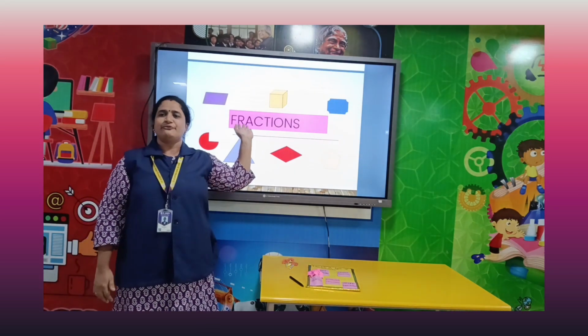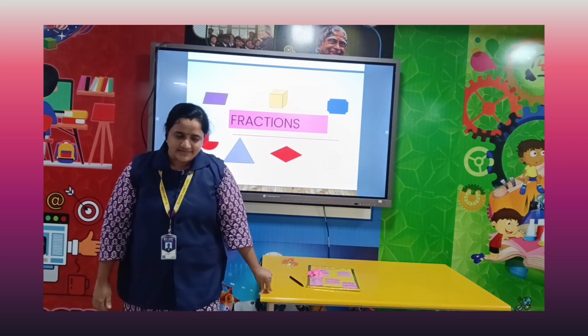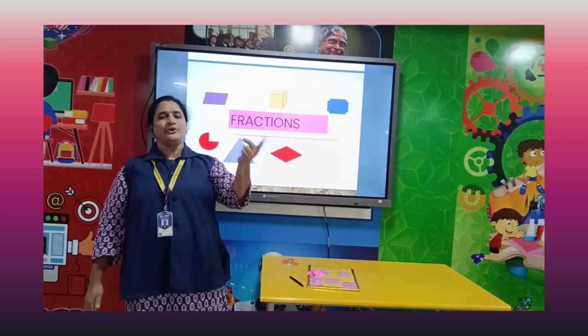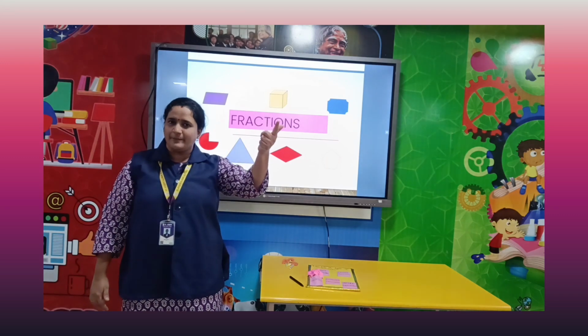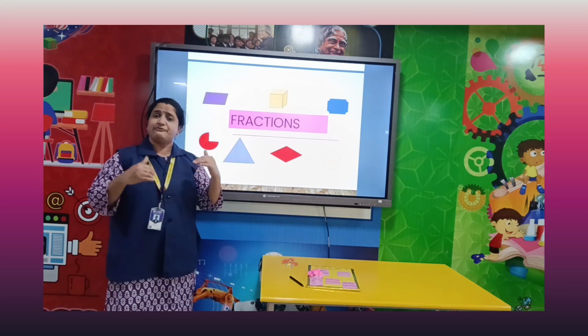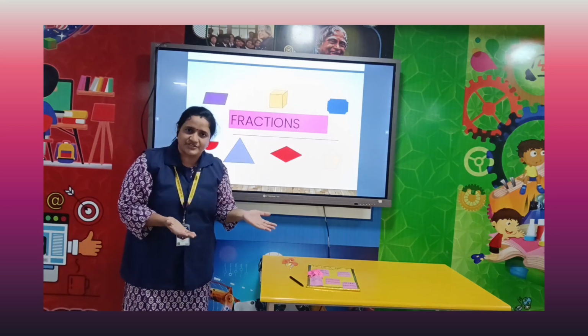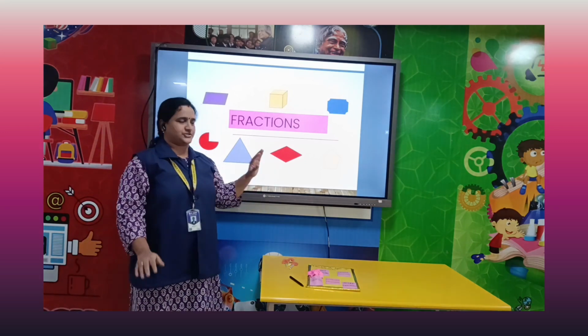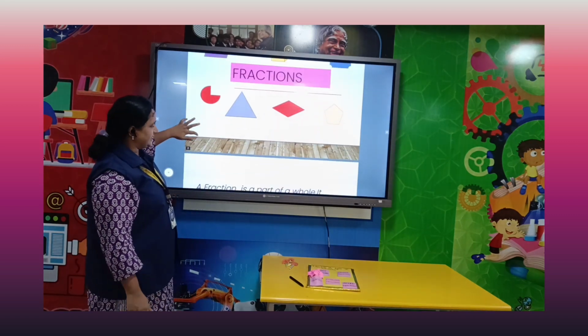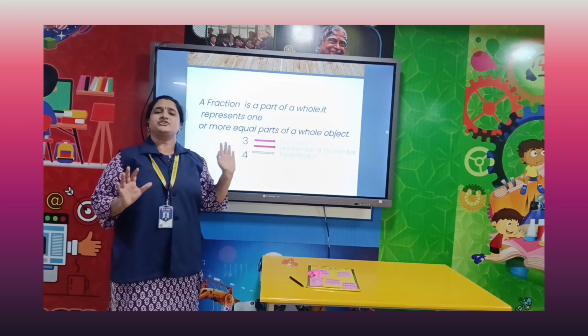What is this? Fractions. Do you all know what fractions are? We have two numbers, one number at the top and one number at the bottom. That is called a fraction. There are different types of fractions. So we are going to see what a fraction is and then the types of fractions. First of all, we are going to see the definition of fraction.